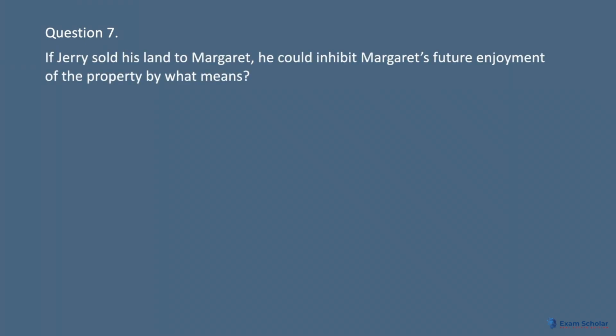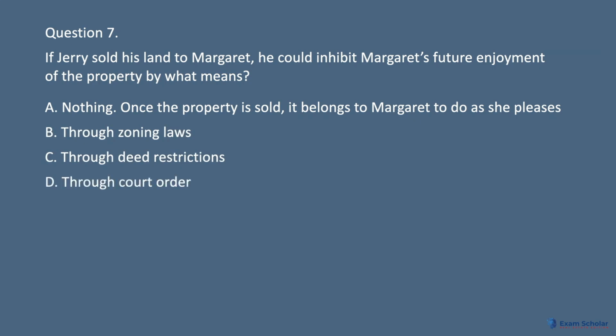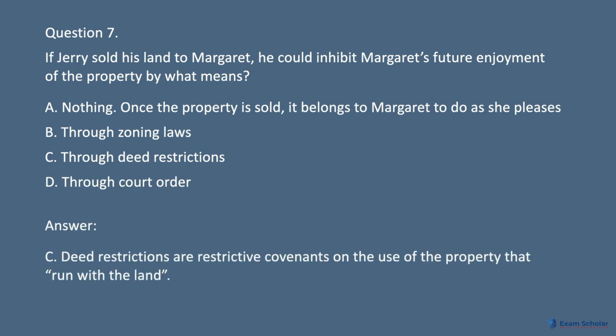Question 7. If Jerry sold his land to Margaret, he could inhibit Margaret's future enjoyment of the property by what means? A. Nothing. Once the property is sold, it belongs to Margaret to do as she pleases. B. Through zoning laws. C. Through deed restrictions. D. Through court order. Answer: C. Deed restrictions are restrictive covenants on the use of the property that run with the land.